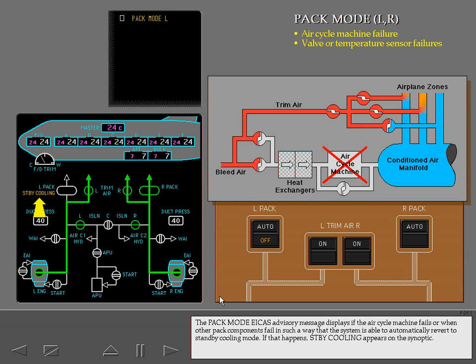The pack mode ICAS advisory message displays if the air cycle machine fails, or when other pack components fail in such a way that the system is able to automatically revert to standby cooling mode. If that happens, standby cooling appears on the synoptic.